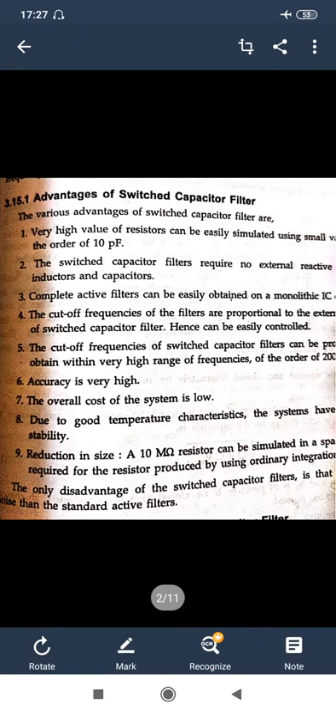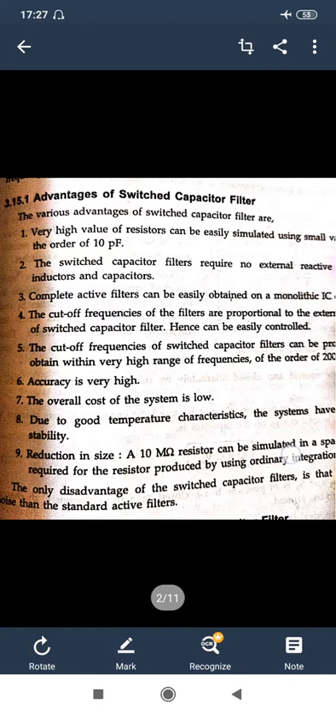Some advantages of switch capacitor filters are as follows. Very high value resistors can be easily simulated using small value capacitors, of the order of 10 picofarads. Switch capacitor filters require no external reactive components like inductors and capacitors. Complete active filters can be easily obtained on monolithic IC chips.